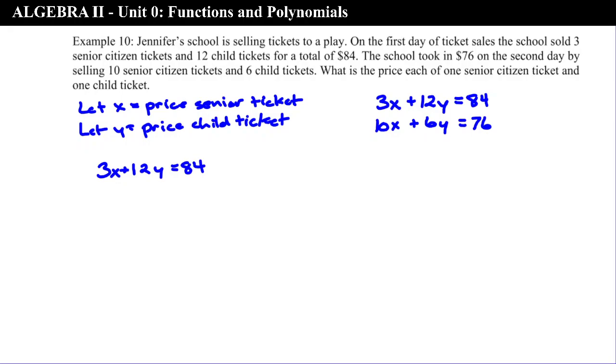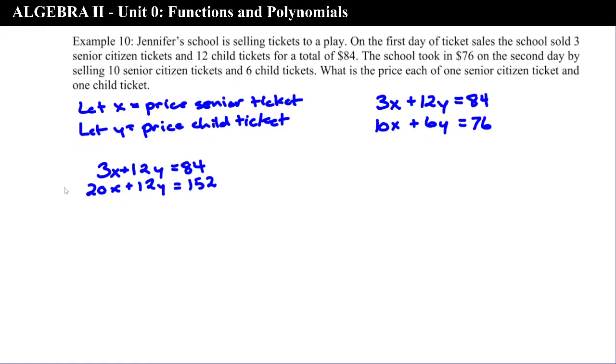So what we're going to do with the second equation is we're going to multiply each side by 2. So if we multiply each side by 2, we're essentially multiplying each term by 2. So 10x times 2 gives us 20x. 6y times 2 gives us 12y. And 76 times 2 gives us 152. All right, so now we have a 12y and a 12y.